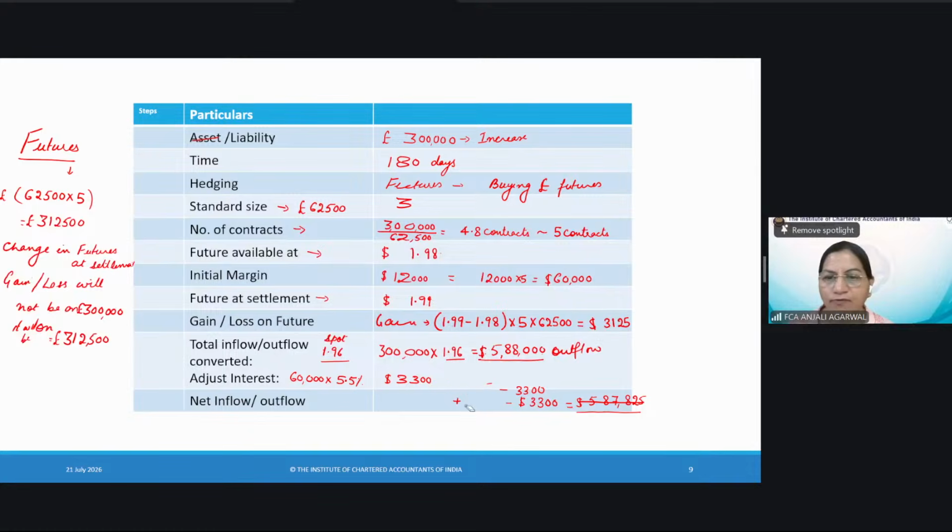So what is the net outflow? We will calculate. Dollars will go 5,88,000. Plus you will have a gain on futures of 3,125, and interest is again an outflow. So the total net outflow will be 5,88,175.